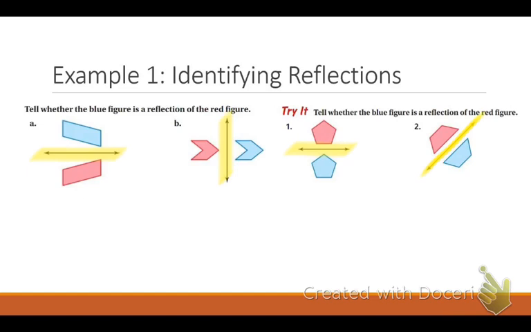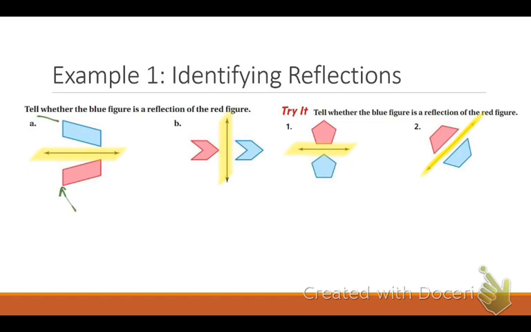Okay, let's look at A. This one kind of starts off a little tricky, and you almost want to hold it with your hand and try to visually flip this 2D image. If the red goes to blue, if blue is a reflection, is this a flip across that line? Yes, it is.